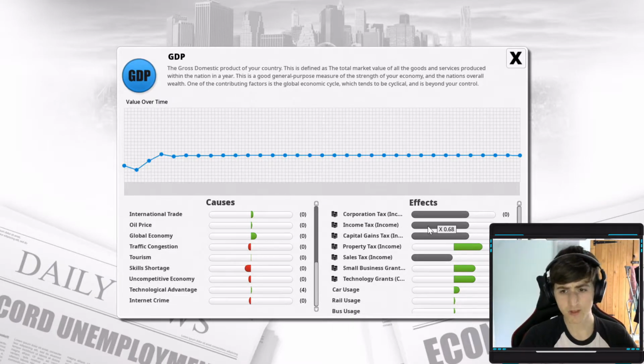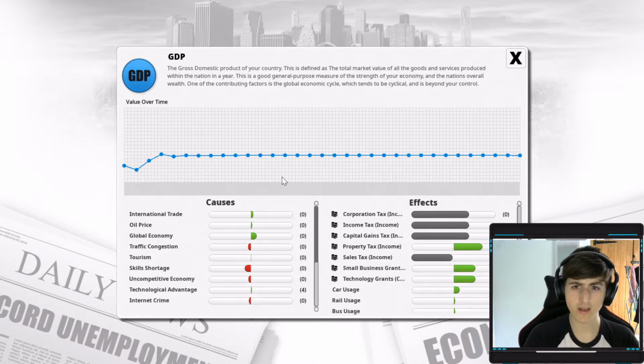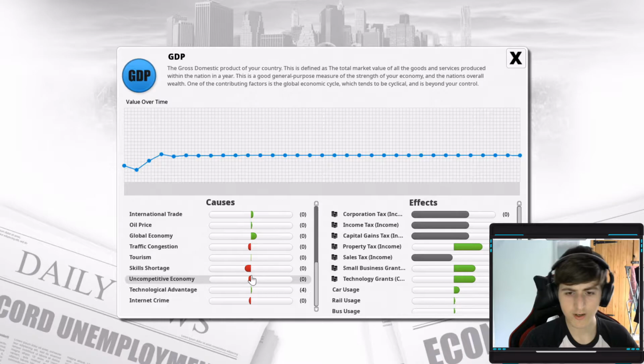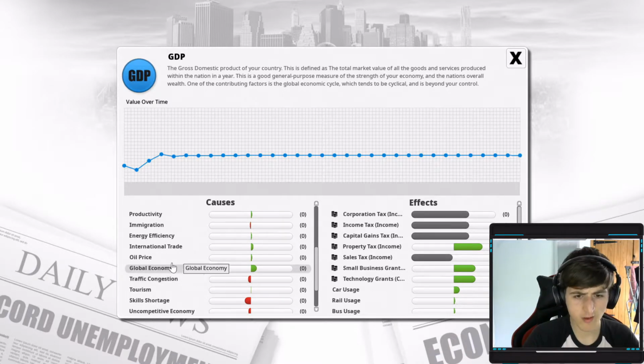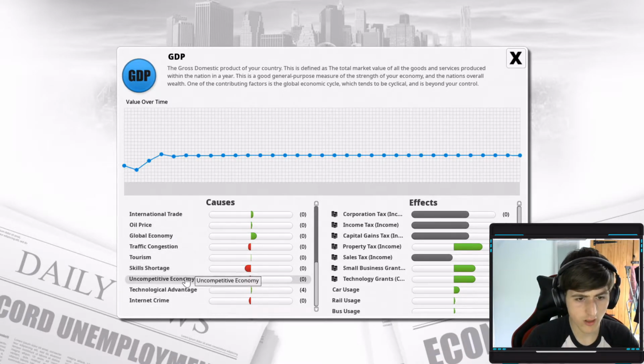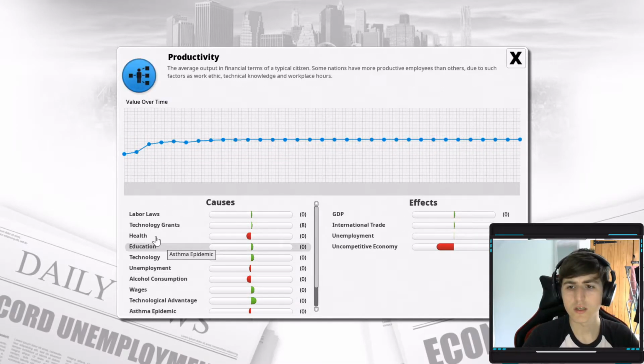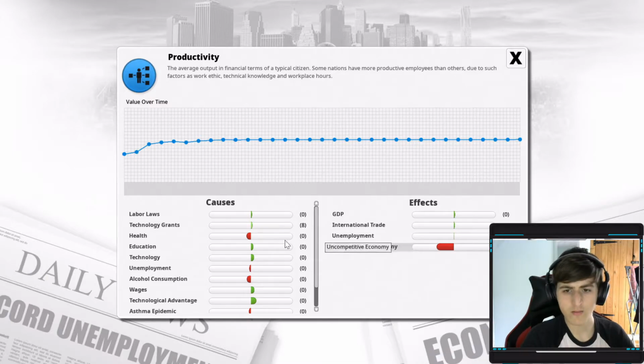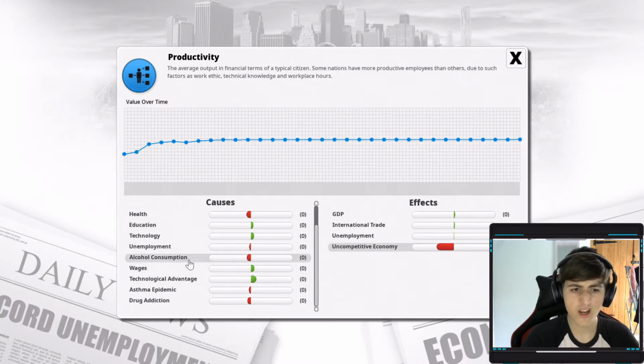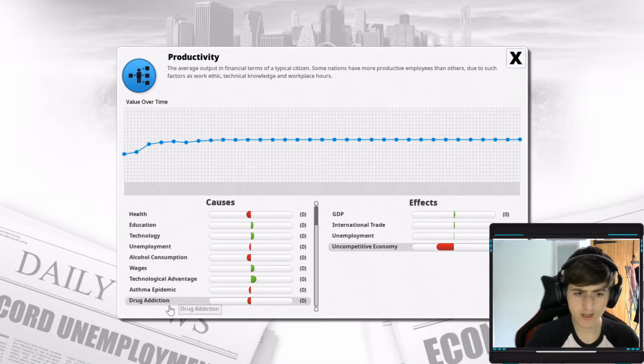A good positive GDP is, the better the economy's going, the more tax is going to start coming in. So it's always a good idea to have a good GDP. And it can even be affected by things like oil price, the global economy. But the uncompetitive economy is something I think I want to try and remove. So productivity is quite high at the moment, which is reducing it, but we could maybe get it even higher. Alcohol consumption is going to start going down, which will improve.